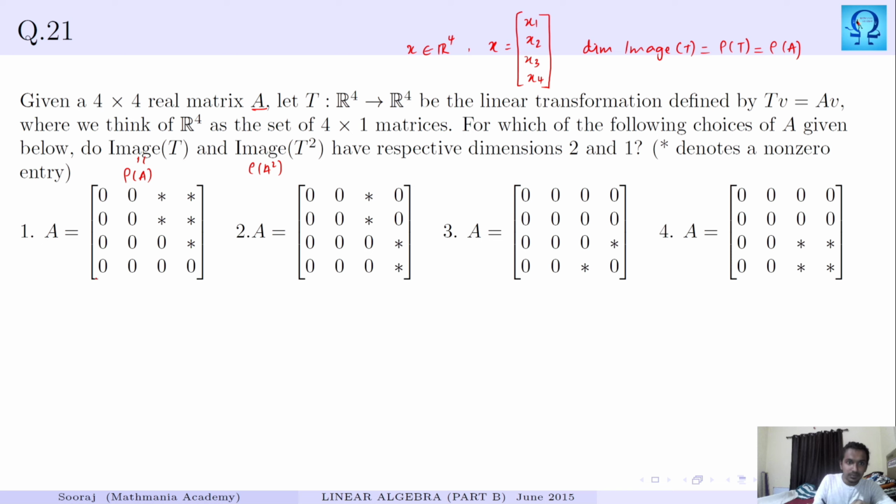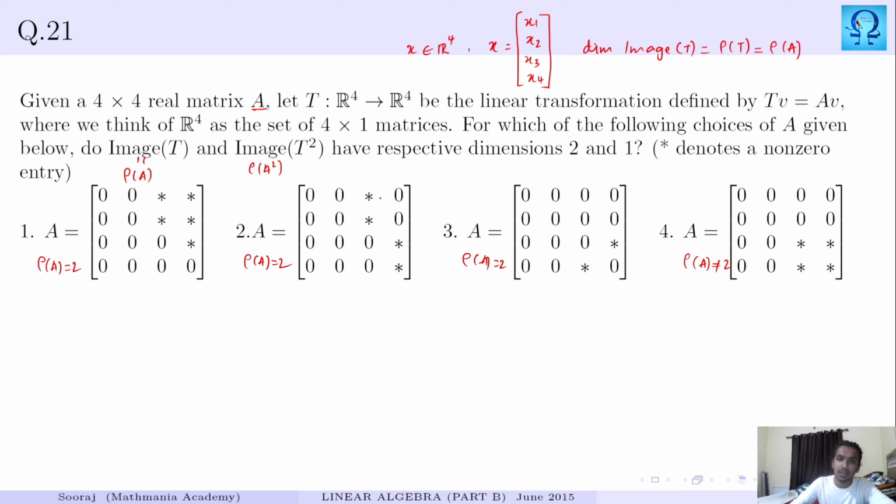Here, if you notice, it is given that the asterisk symbol denotes some non-zero entry. So the rank of this matrix is 2. Similarly, the rank of this matrix is also 2. The rank of this matrix is again 2, and the rank of this matrix is not necessarily 2. You can check these things, because there are two independent non-zero columns.